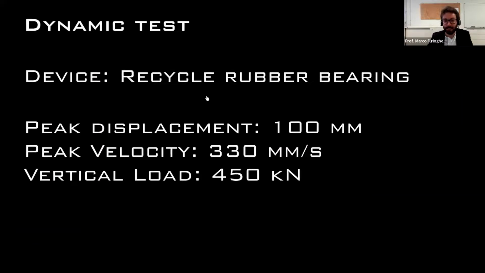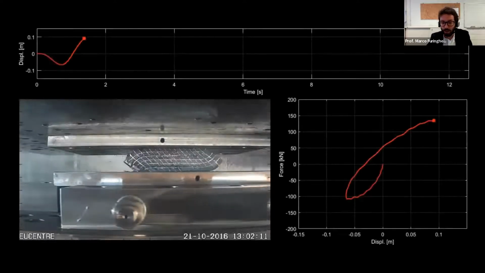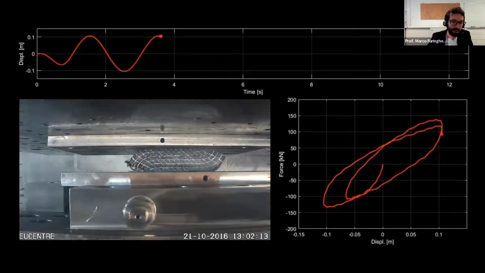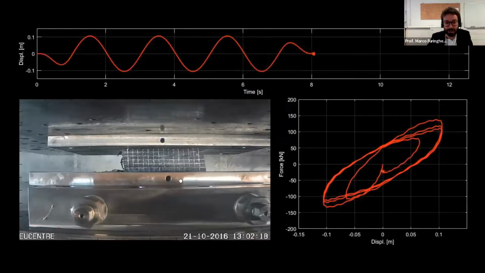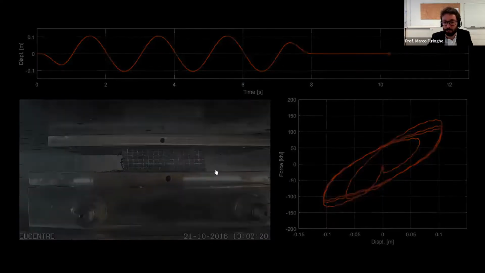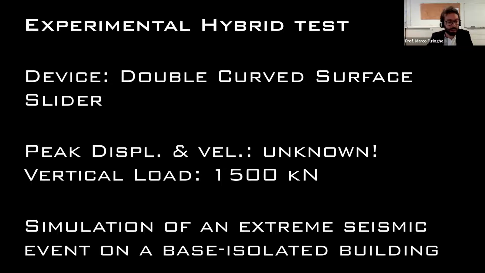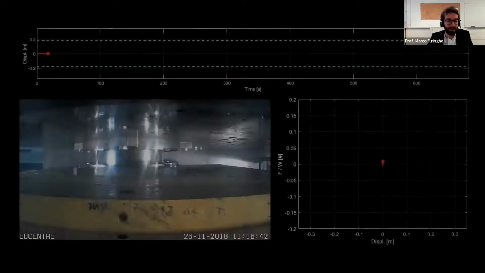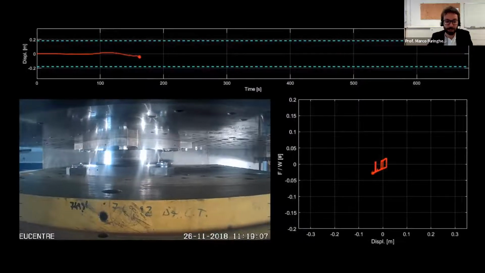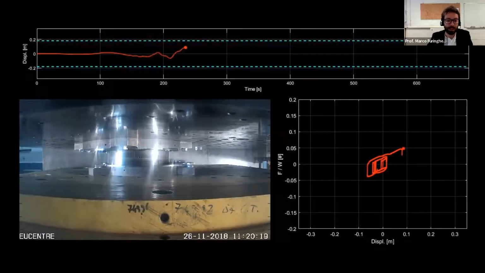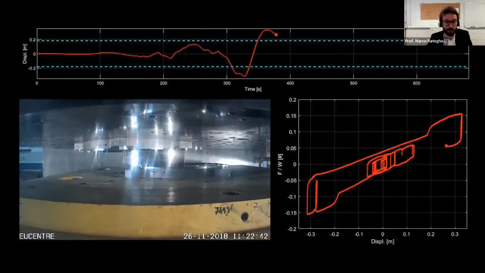And this is the recycled rubber bearing that we have seen yesterday. What I didn't mention yesterday, maybe, was that the bearing is unrestrained horizontally, so you will see also uplift of the lateral faces. So this is also a hybrid simulation. So this means that we have the interaction between the experimental facility and also numerical modeling of a building. So this is actually an earthquake simulation.